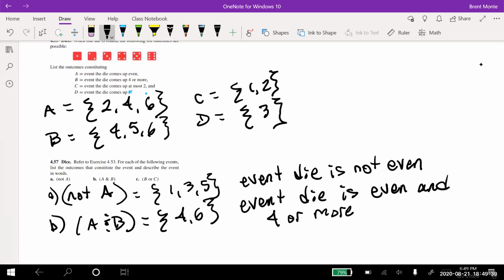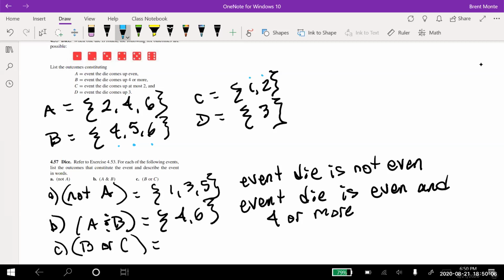All right, let's go to C, which is our last one here, obviously, B or C. And remember with or, it has to be either in B or in C or in both. So what I get to do here is I get to choose everything that's in B. So if it's in B, it's either 4, 5, or 6. But I also get to take it if it's in C. So I get to take 1 and 2.